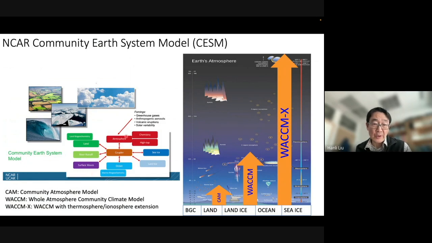And of course, atmosphere is a big component, but also ocean, land, sea ice, land ice, all those different components, and it's coupled together through a coupler. And for the atmosphere, there are three components we usually use. For the more traditional, conventional climate studies, people use CAM, the Community Atmosphere Model, and that extends to the lower stratosphere. And then built upon that, there's WACCM, the Whole Atmosphere Community Climate Model, that goes to the lower thermosphere. And the WACCM-X goes to the upper thermosphere, to the exobase.